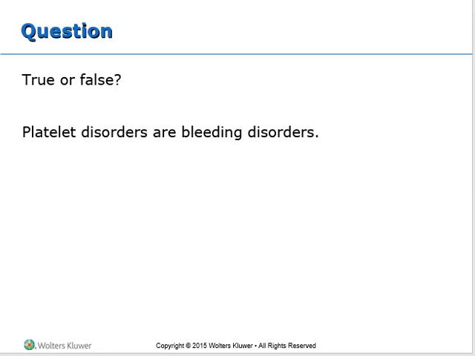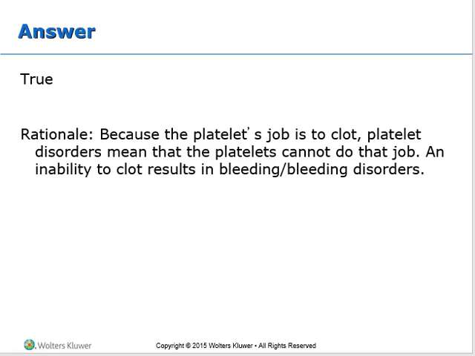So, question: platelet disorder, bleeding disorder. Absolutely true, because the platelet's job is to clot. And anytime we have a platelet disorder, we're going to be concerned with either too much clotting or not enough clotting. And so those are the things we want to control.